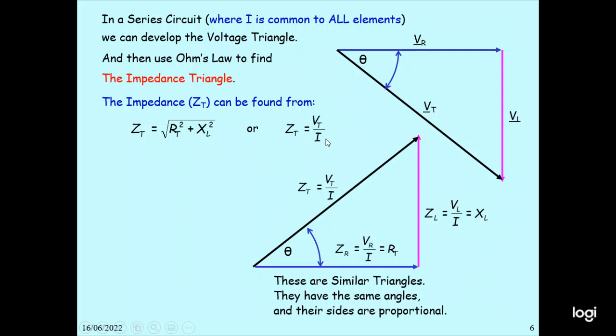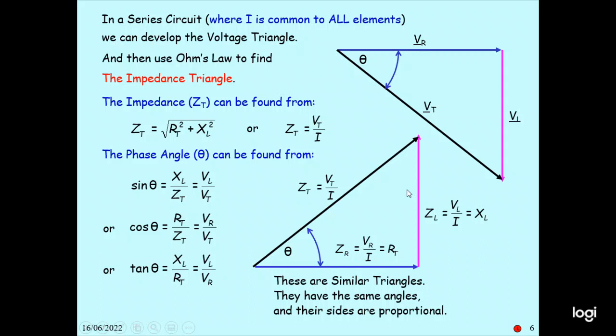So this is the way we calculate the Z. Sin theta is VL by VD, that is XL by Z. Cos theta is VR by VD, that is R by Z. Tangent theta is XL by R, VL by VR. So this is the way we calculate sin, cos, and tangent.